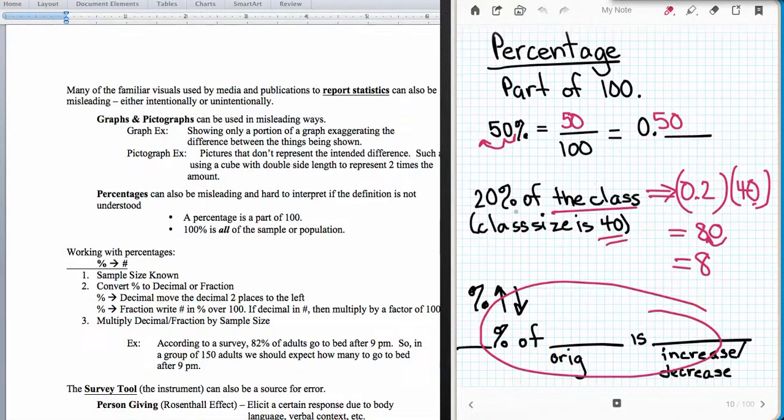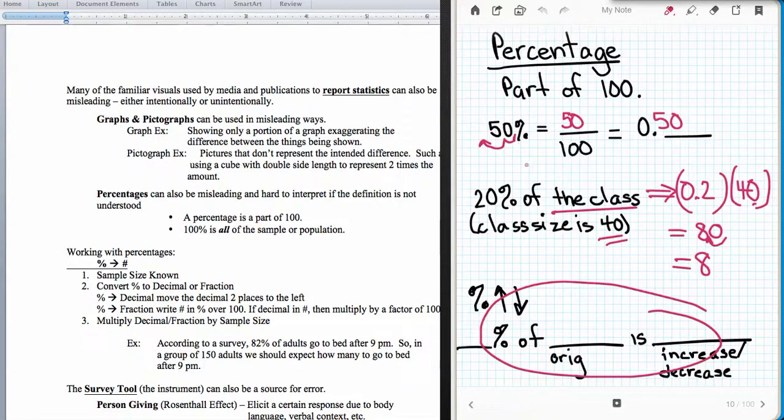Now, if I want to find a part of something, I need to know first of all what that size is. So if I want 20% of a class, I have to know my class size. That's usually going to be a sample size when we're talking. So 20% of a class size of 40, 20% of 40, that means I'm going to multiply the decimal representation or the fraction representation of the percentage by the sample size. So 0.2 times 40, we have 2 times 4, which is 8, with the extra 0 here, and then we have 1 decimal, move the 1 decimal, so we get 8 out of this.